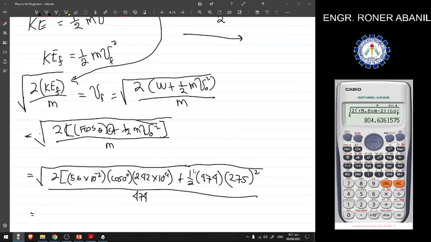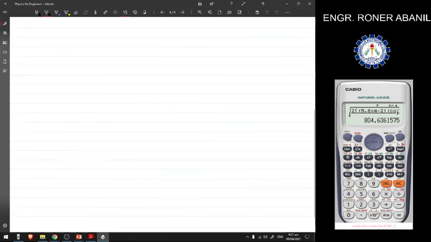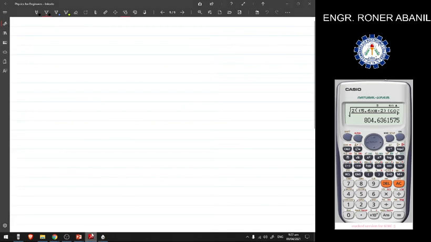Ayun! Lumabas na ang final answer. Final answer natin is 804.63 meters per second. Approximately 805 meters per second. And this is our final answer. Yun! Jackpot! Okay. Nakuha din natin yung mahaba-habang solution na yun.